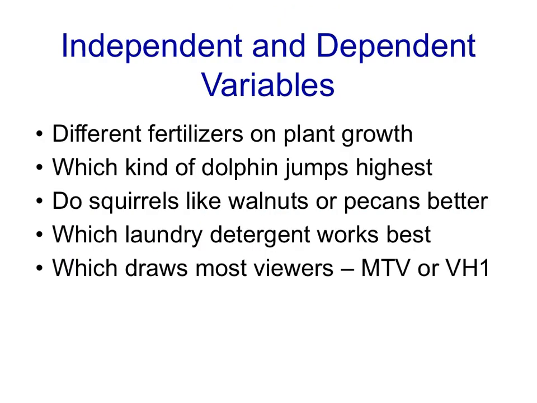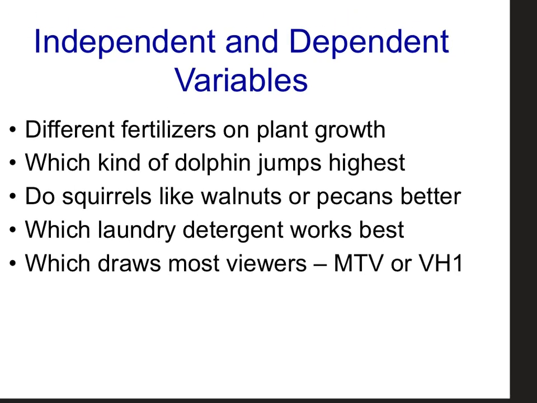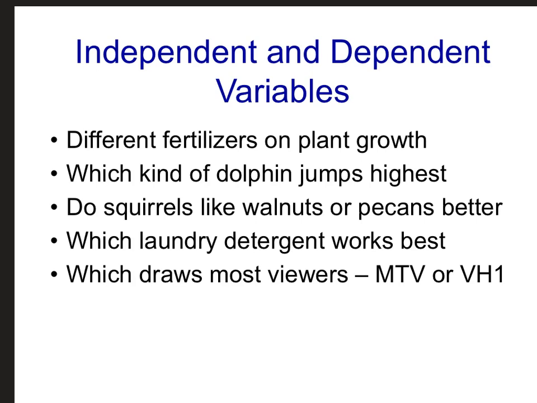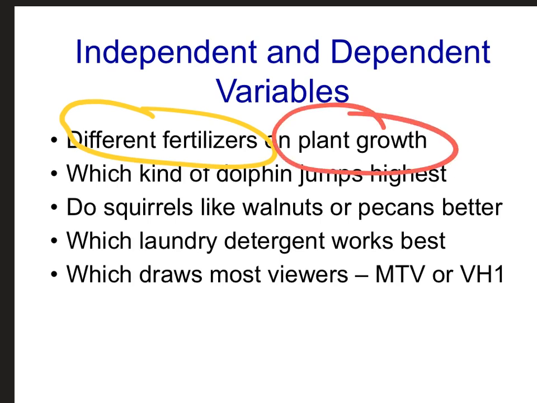So let's look at a couple of these. Different fertilizers on plant growth. Well, my independent variable on that one would be the different types of fertilizers, right here. My dependent variable would be plant growth. How much the plant grows.